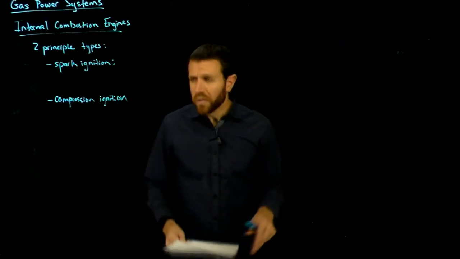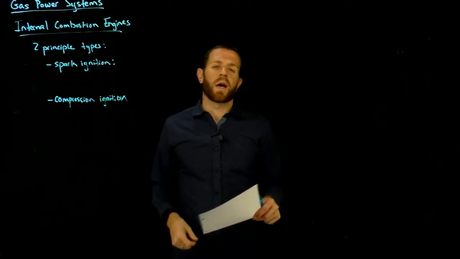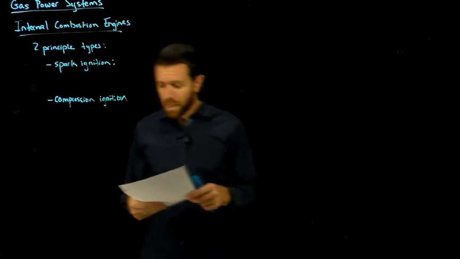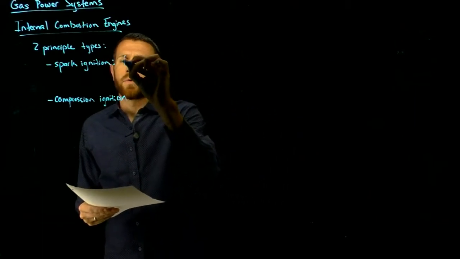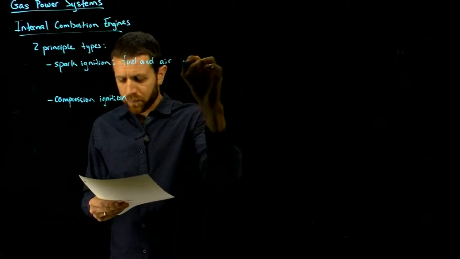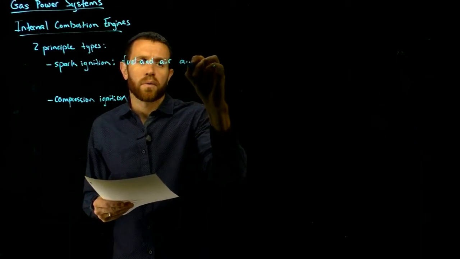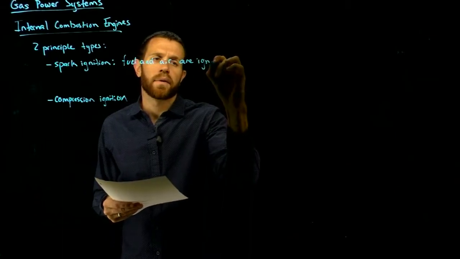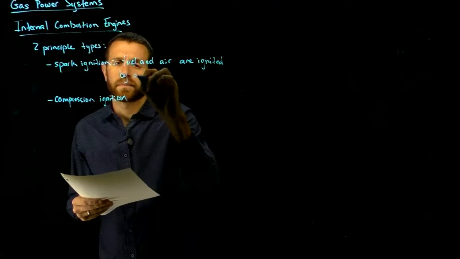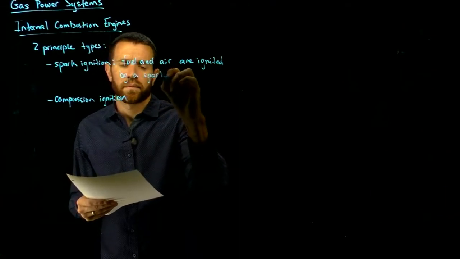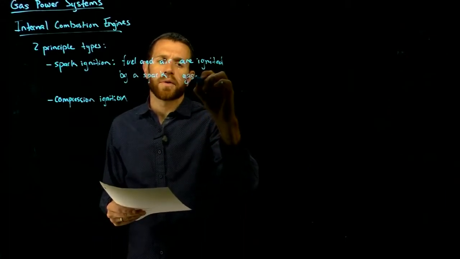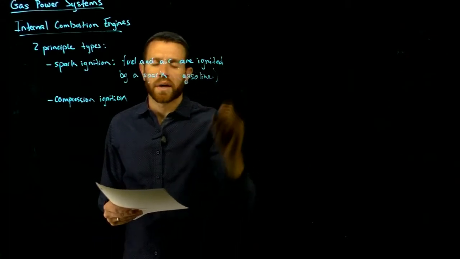So first, let's talk about the two principal types of internal combustion engines. And the first is a spark ignition engine, in which fuel and air are ignited by a spark. All right, and for those of you that are engine savvy, you'll know that this is, of course, what gasoline engines do.